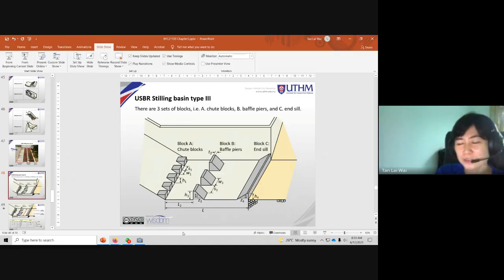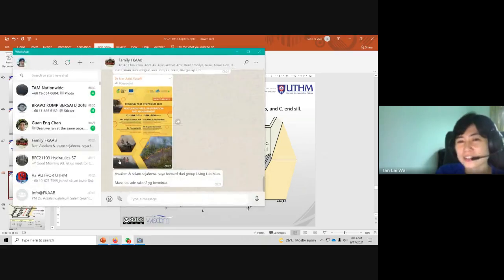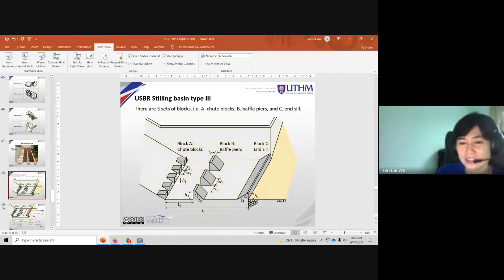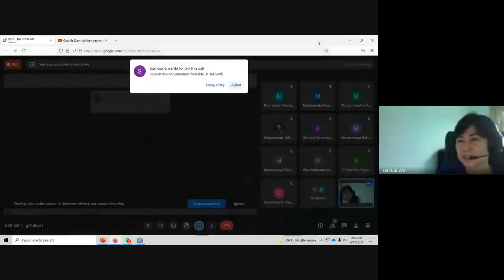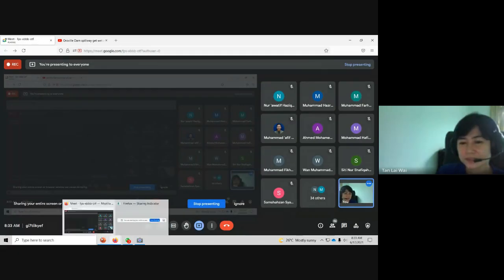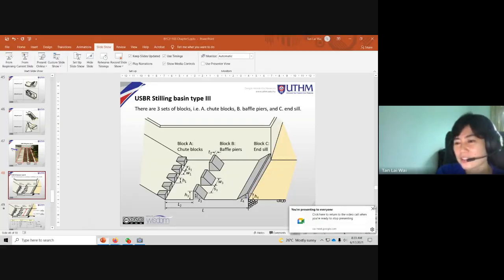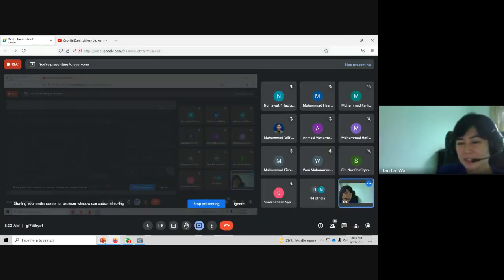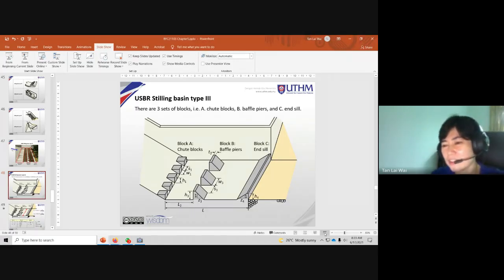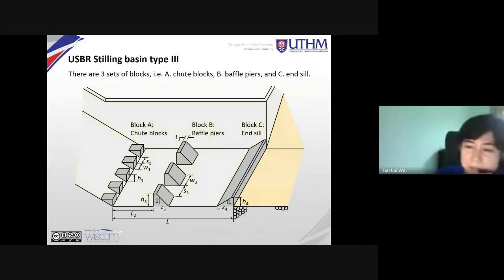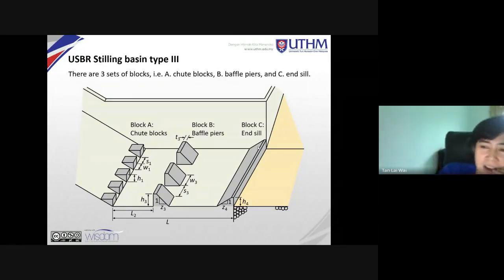By now you should know that Z would be the horizontal scale of the side slope. Okay, so far, does anyone have any question?